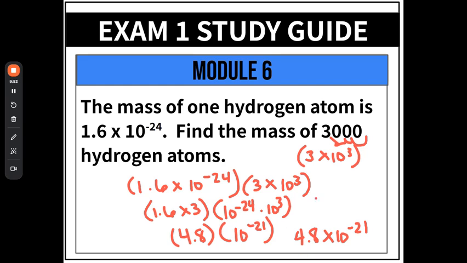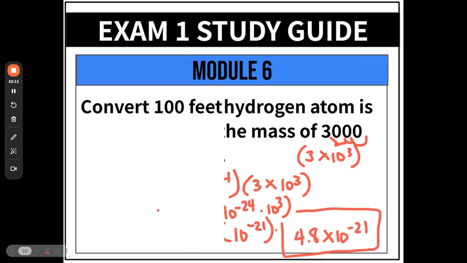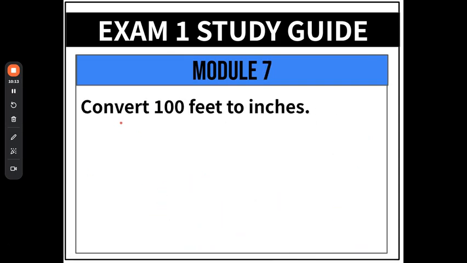How do we know this is in scientific notation? This number is between 1 and 10. And we've got the base 10 with the exponent here. So we're all good. We've got some conversion work here. So it says convert 100 feet to inches. Now for your exam, you do have a conversion chart available to you. So feel free to go ahead and have that handy as you're working through these problems.